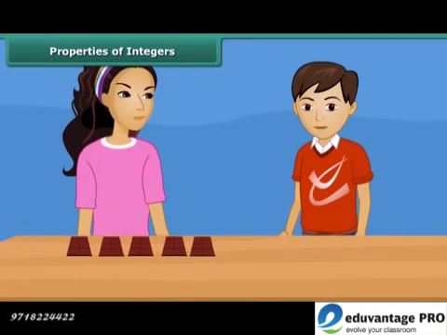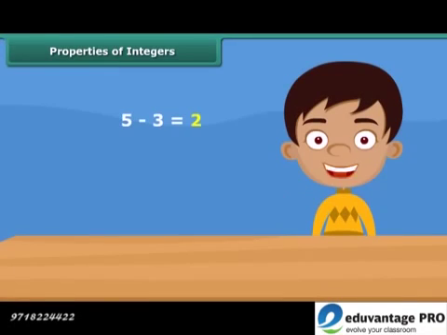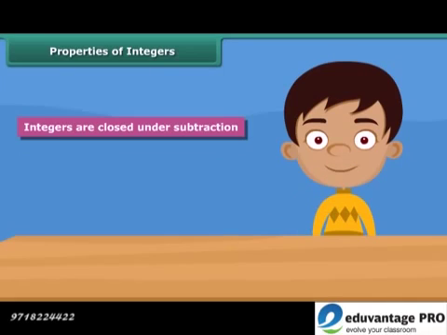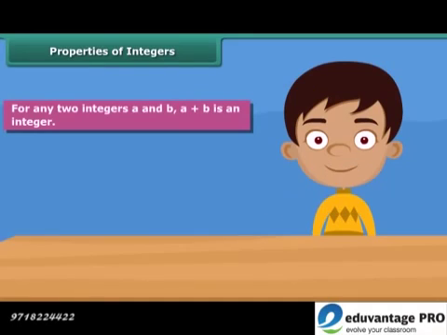Look at Reena. She has 5 chocolates. If she gives 3 chocolates to her brother, then how many chocolates are left with Reena? Yes, you're right. She is left with 2 chocolates. In this example we see that difference of two integers is also an integer. Hence, integers are closed under subtraction. In general, for any two integers a and b, a plus b is an integer. Similarly, if a and b are two integers, then a minus b is also an integer.